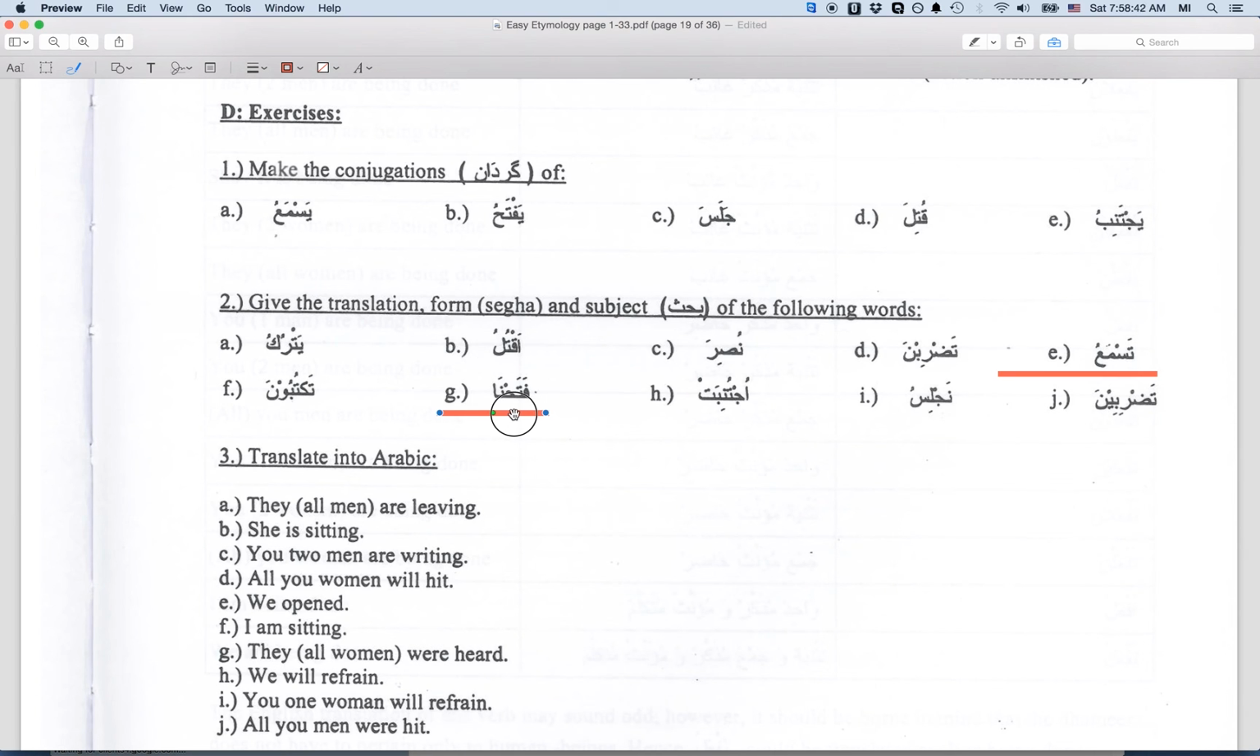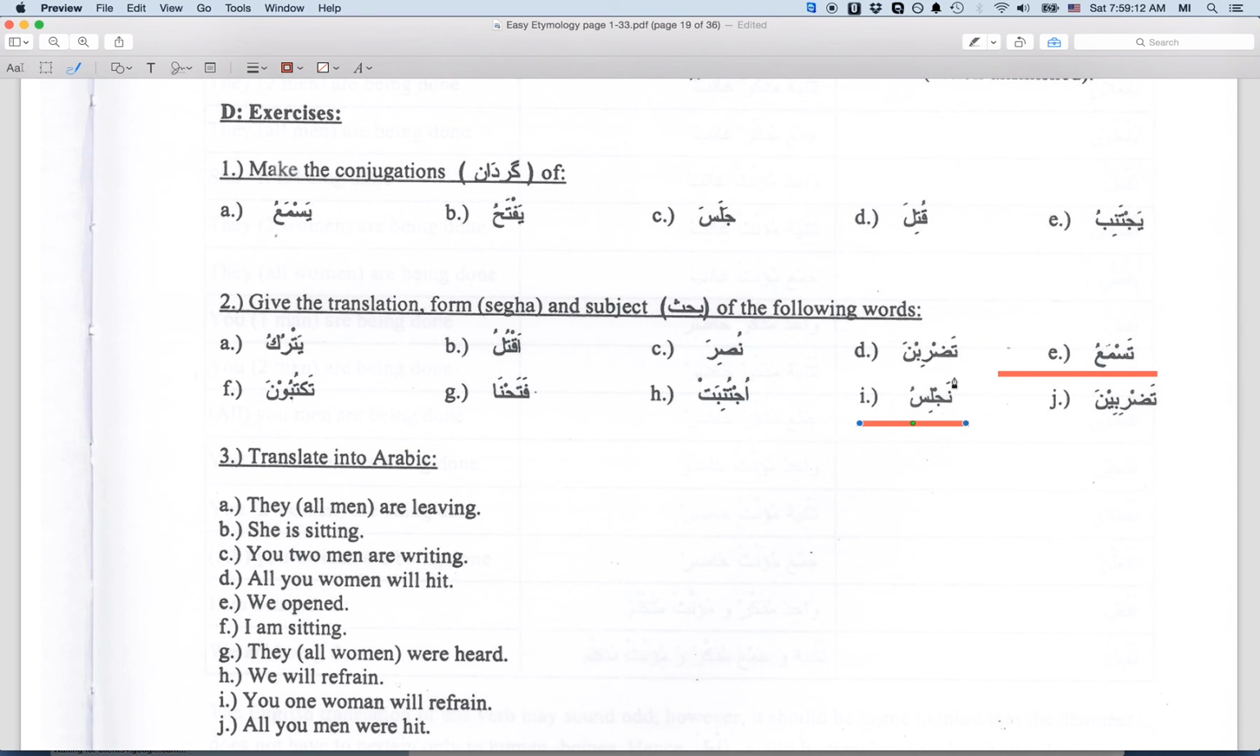مضارع it would be نفتح. أفتح نفتح. فتحنا, we opened. We one or two or more. Actually we two or more men or women opened. اجتنبت, she was refrained from. That is واحد مؤنث غائب مجهول, and فعل الماضي past tense.